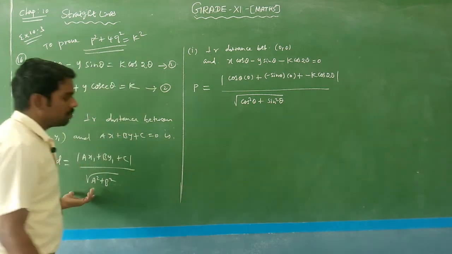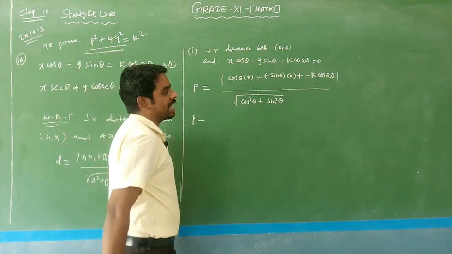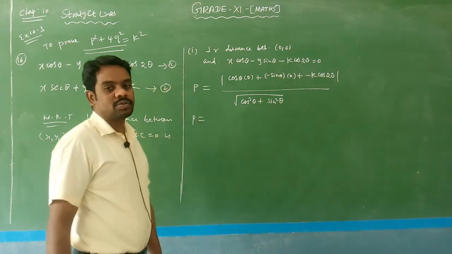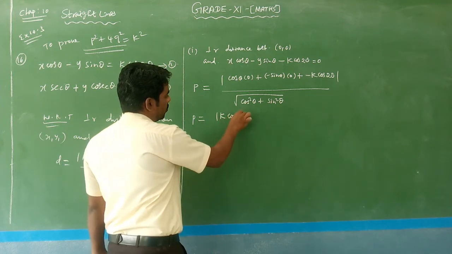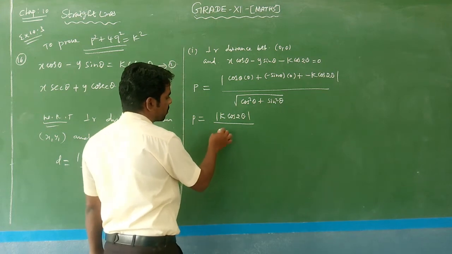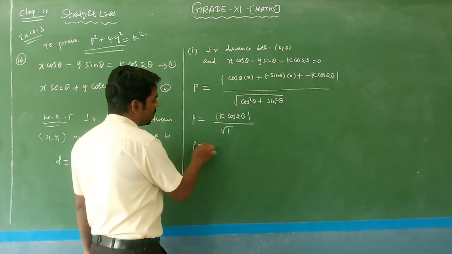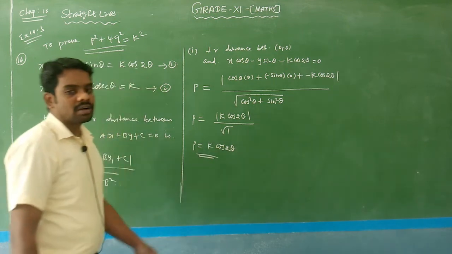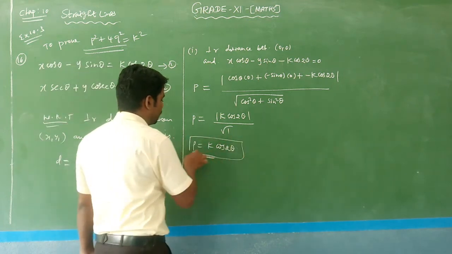Substituting in the formula, p is equal to modulus of minus k cos 2 theta. Cos theta times 0 is 0, minus sin theta times 0 is 0, remaining minus k cos 2 theta. The modulus of minus k cos 2 theta is k cos 2 theta, divided by root of cos square theta plus sin square theta, which is 1. The root of 1 is 1, so the p value is k cos 2 theta. Right. Next, find the value of q.